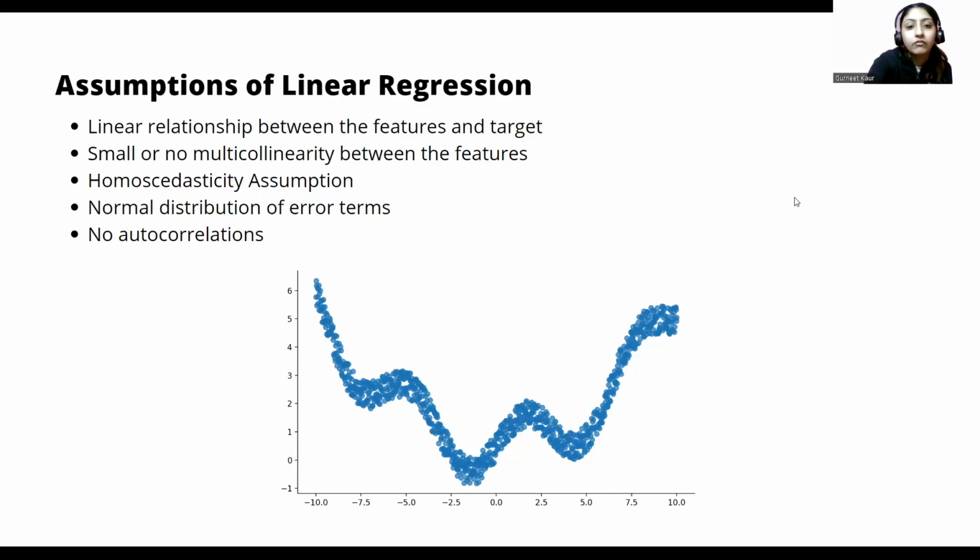right? Then we have no autocorrelation. The linear regression model assumes no autocorrelation in error terms, right? If there is any correlation in the error term, then it will drastically reduce the accuracy of the model. Autocorrelation usually occurs if there is a dependency between the residual errors, right? So these are some assumptions related to linear regression.